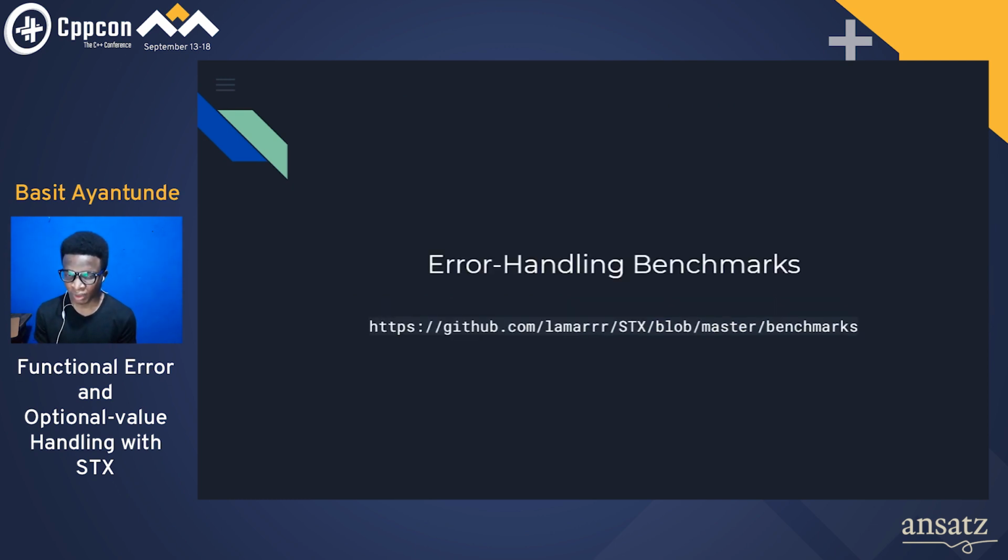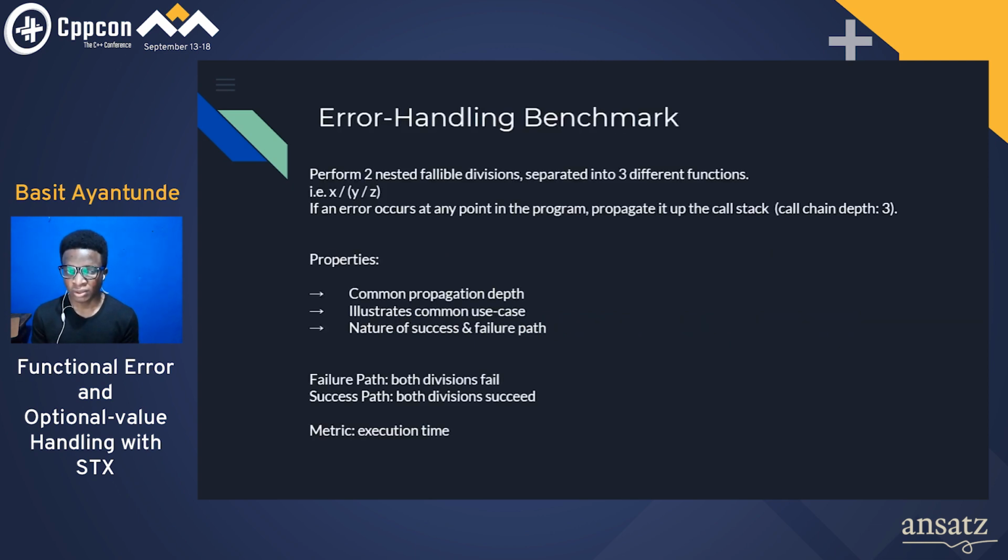So now let's perform some benchmarks and see how well result performs. We'll be performing two nested fallible divisions and separating them into three different functions. The divergent is basically x divided by y divided by z. You don't really need to pay much attention to the code we'll be showing for this simple case benchmark. You can always view the code on the GitHub repository.